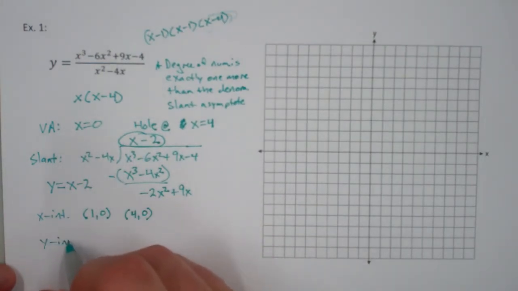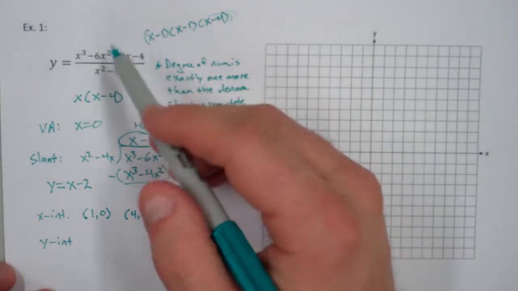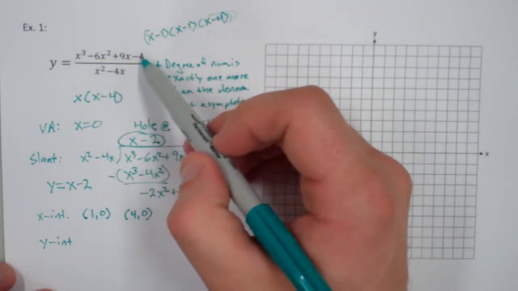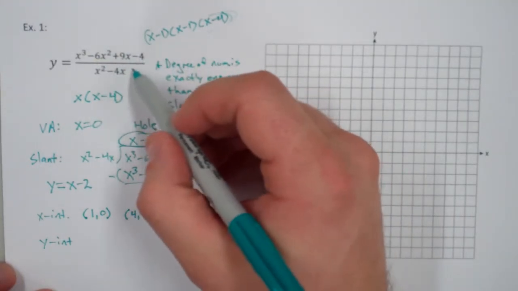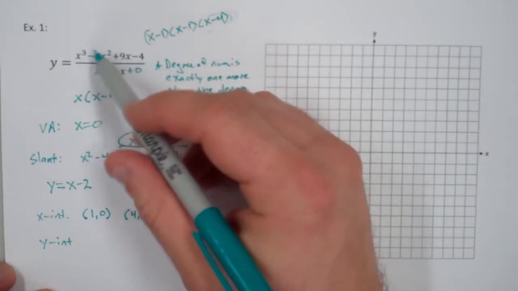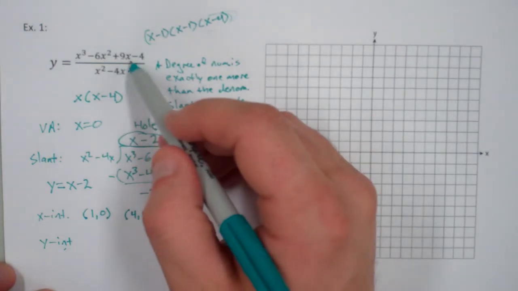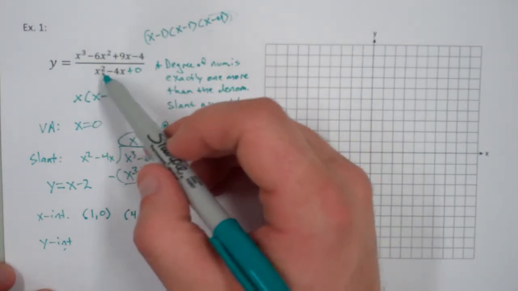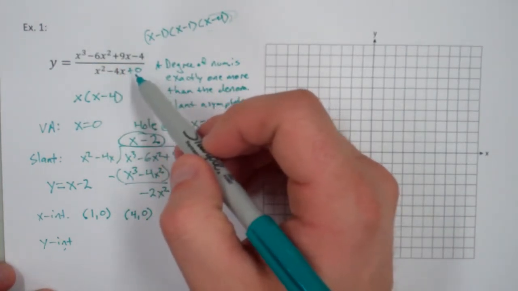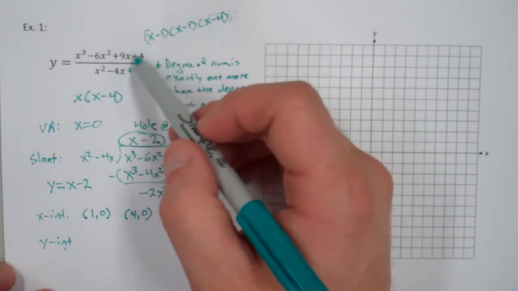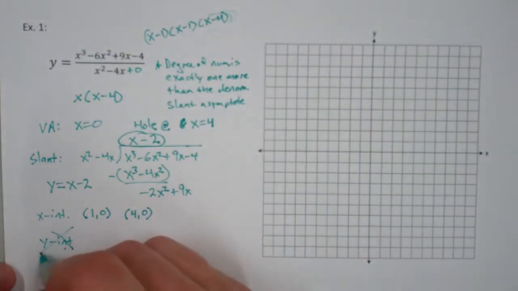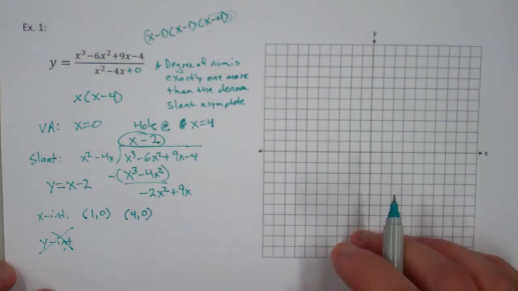Then the y-intercepts, those will occur here. Let's see, we're going to have negative 4 over 0. So the x value is 0 for the y-intercept, so we've got 0 minus 0 plus 0, negative 4 on the top, and 0 minus 0, and then, well, 0 on the bottom. So actually that's undefined, and so we don't have any y-intercepts.